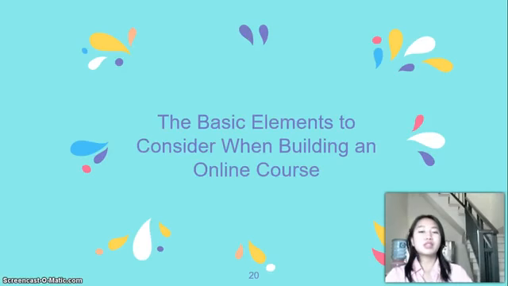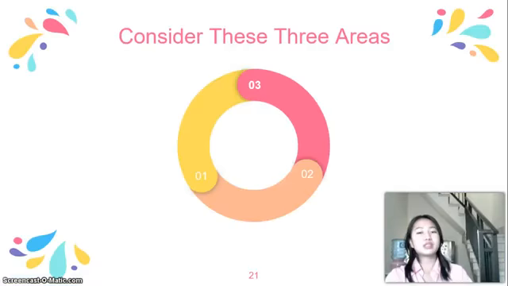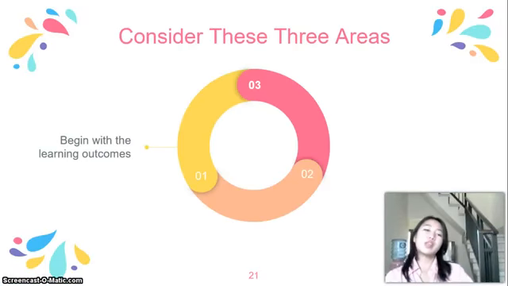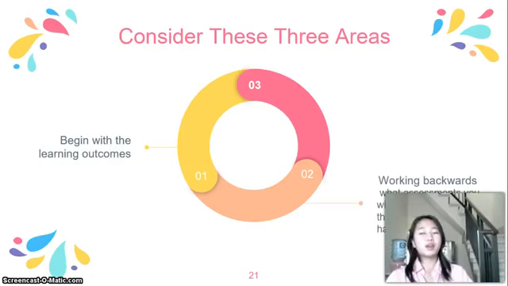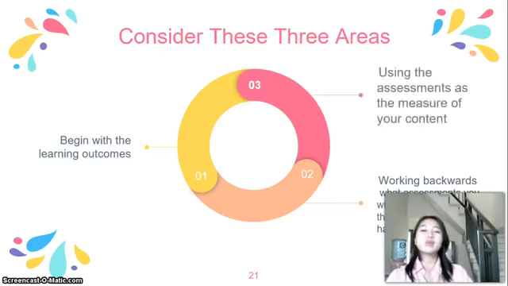The basic elements to consider when building an online course. The first one is to begin with the learning outcomes. Well, if you're going to build an online course, the first thing you have to do is decide what kind of learning outcomes you expect from your students. The second one is working backwards. So here, you have to decide what kind of assessment you will use to assess your students' knowledge. The last one is using the assessment as the measure of your content.